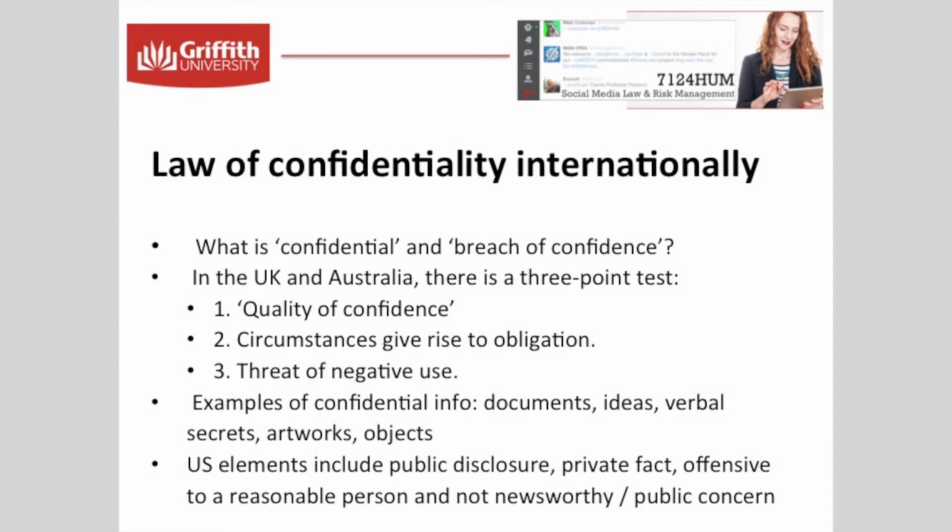Confidential information can be all sorts of things, including documents, of course, ideas, verbal secrets, and artworks or electronic works and objects. The US elements of the action include public disclosure of a private fact, which would be offensive to a reasonable person and not newsworthy or of public concern. So there's a strong public interest defence built into the US definition of breach of confidence.